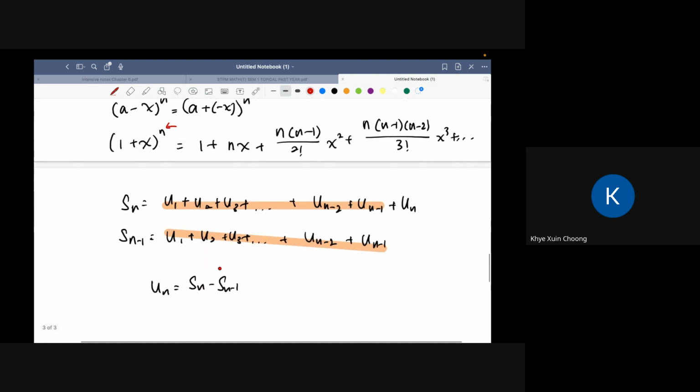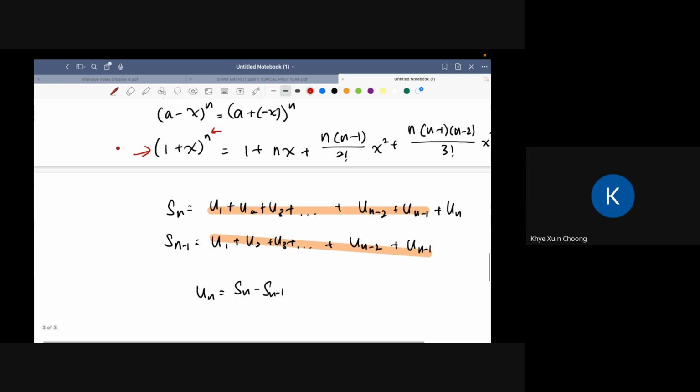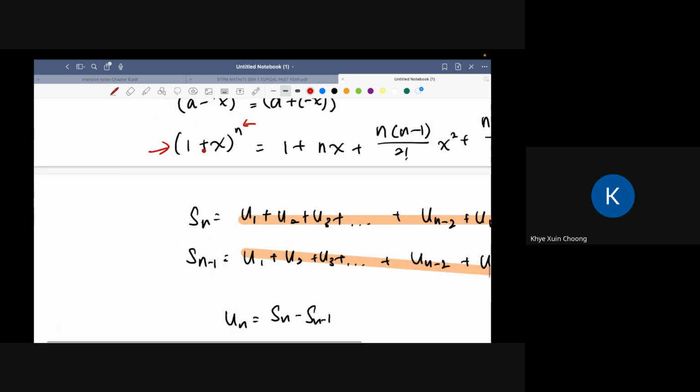If you use the binomial formula for this one, it has one condition, which is the x. X doesn't mean the x in the question. X means the 1 plus thing, the whole thing over here. This thing must be between -1 and 1. Okay, this is the rule. The x must be between -1 and 1, else it cannot use this binomial expansion.